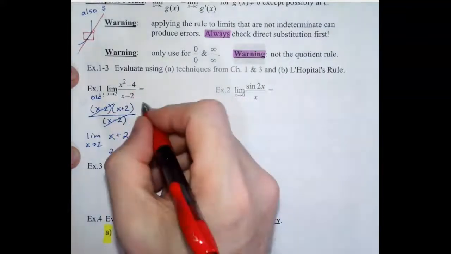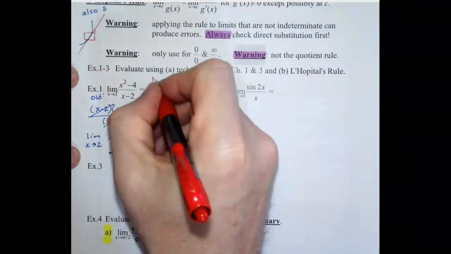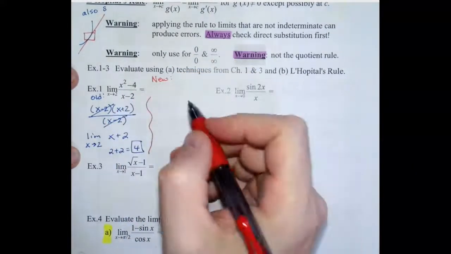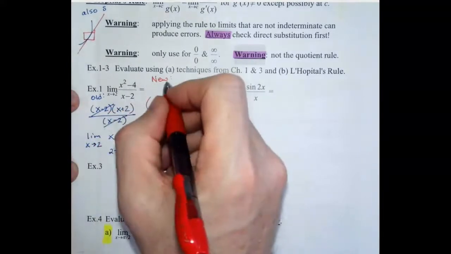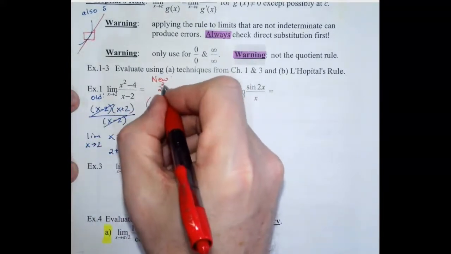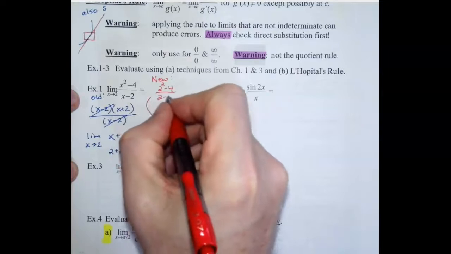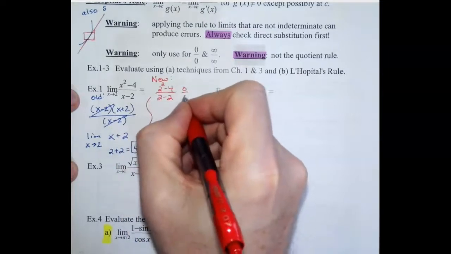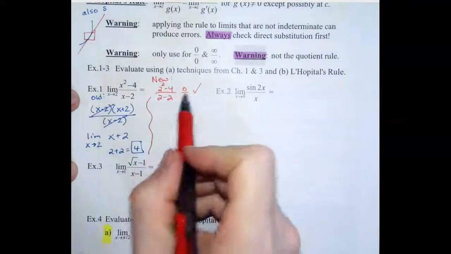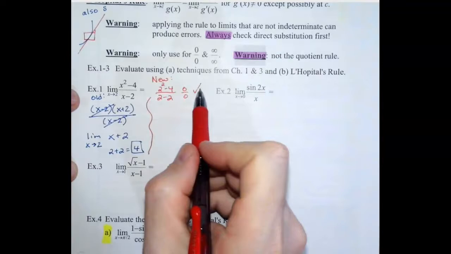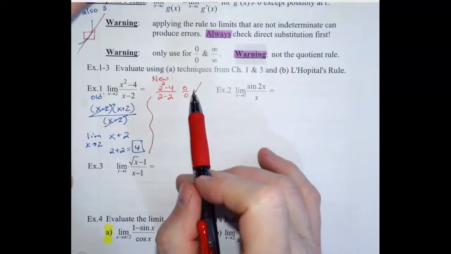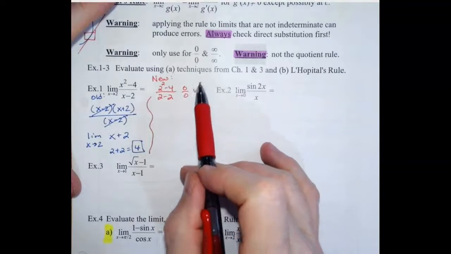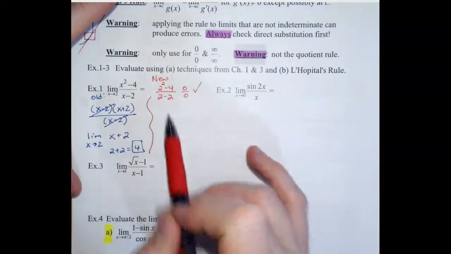Now we're going to look at the new way. So the new way would be to always check direct substitution first. So you would have 2 squared minus 4 over 2 minus 2, which would be 0 over 0. Check. Once you've established that, and it's very important that you establish that first, on the free response part of the AP exam, you need to show that.